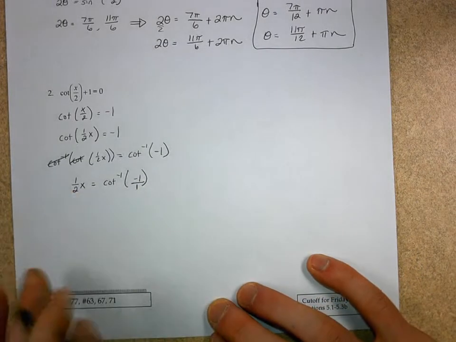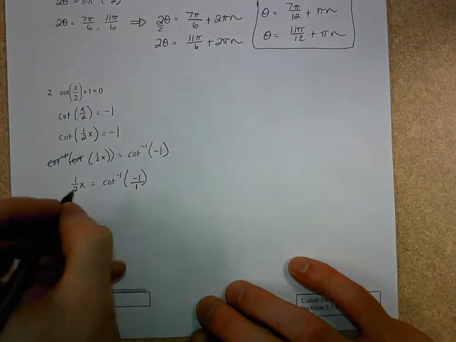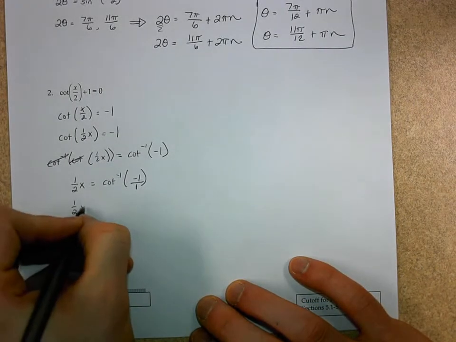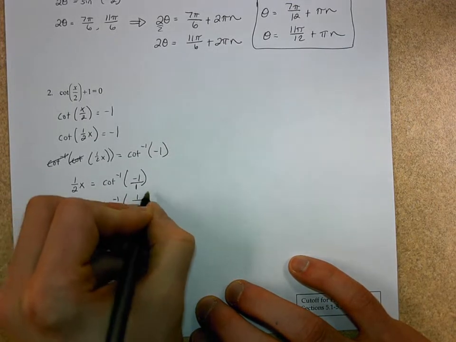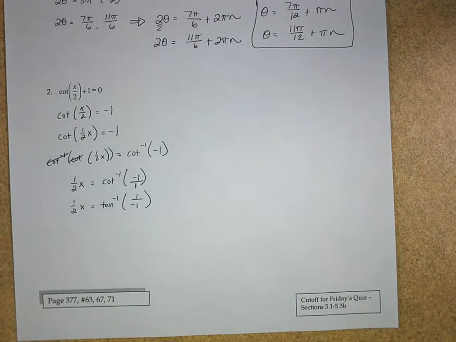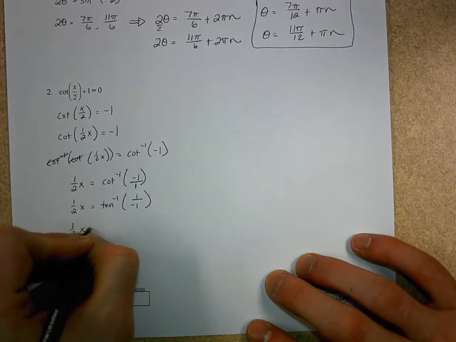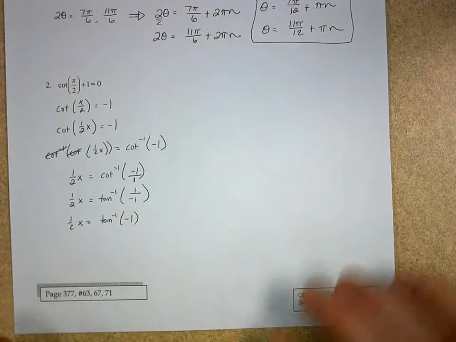So really, cotangent we know is going to be -1 over 1. That means I can rewrite this as the tangent inverse of 1 over -1. I'm just going to flip my numerator and denominator. So in this case, the cotangent inverse and tangent inverse are both going to be the same. They're both going to be -1. So tangent inverse of -1.